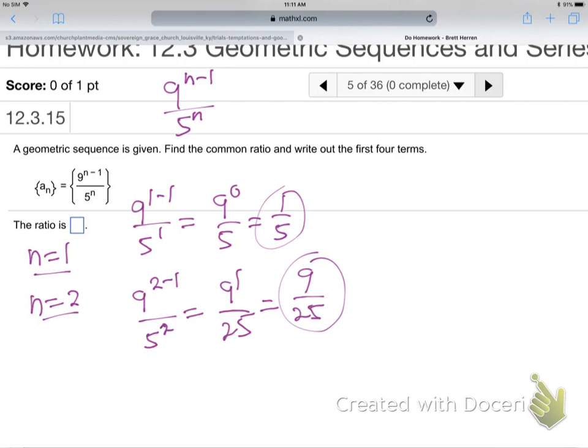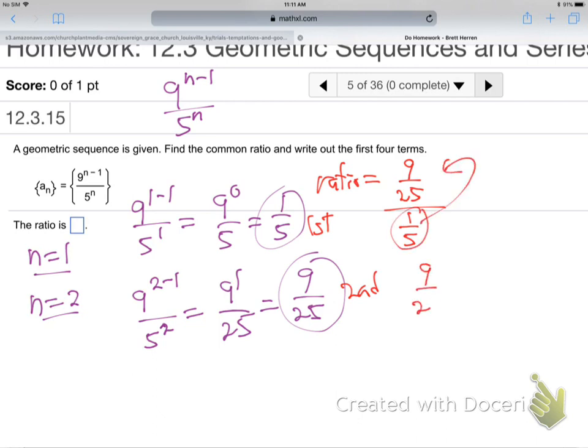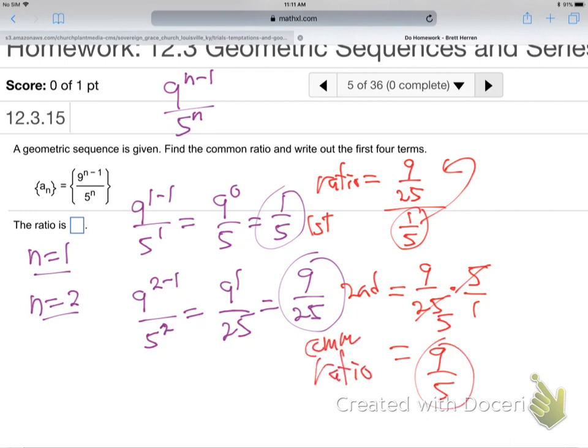Let's go ahead and find the common ratio. So the ratio is second term over first term, 9 over 25 over 1/5. Good so far. Grab that 1/5, flip it up, 9 over 25 times 5 over 1, like that. And then 5 goes into 25 5 times, like we thought. The ratio, common ratio, is 9/5. Good? All is well?